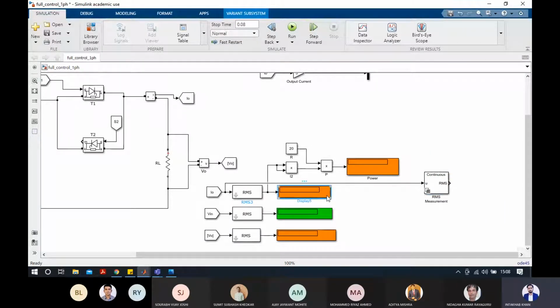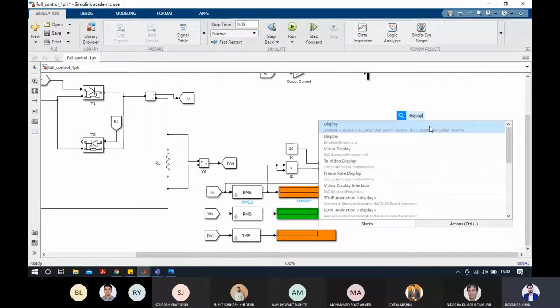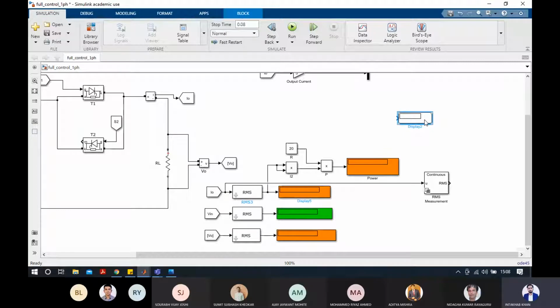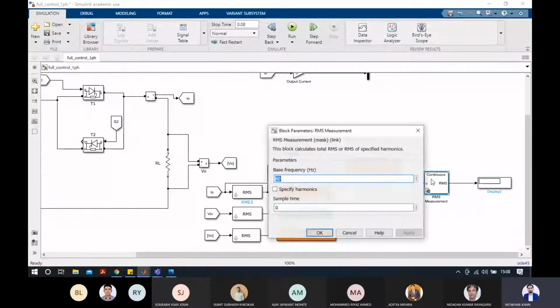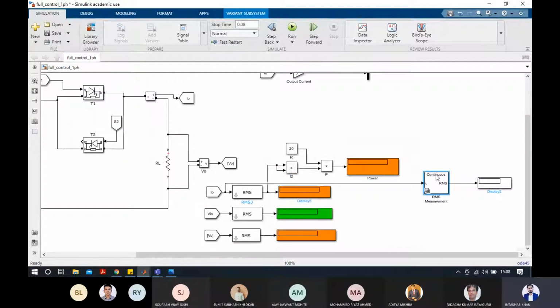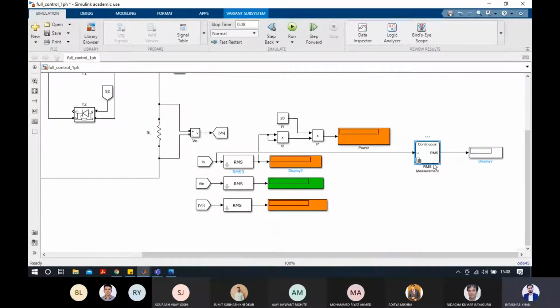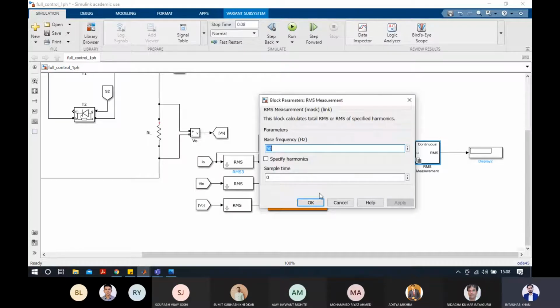And this is the display block. Whenever you want to get some data, you can just directly click on display. So this is the display block, which shows the data or the outputs. Now this is the RMS block, so you have to change the frequency to the same as your input, which is 50 hertz.